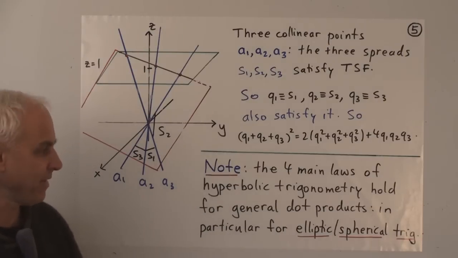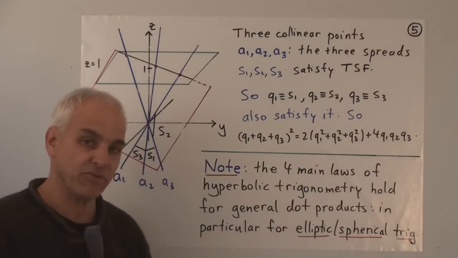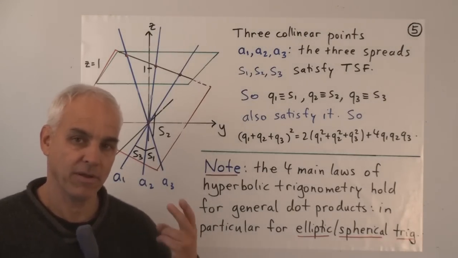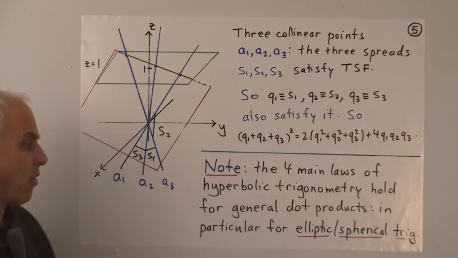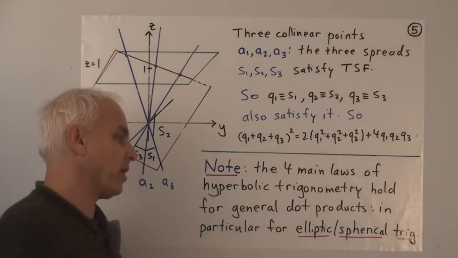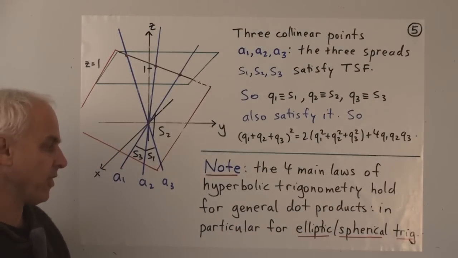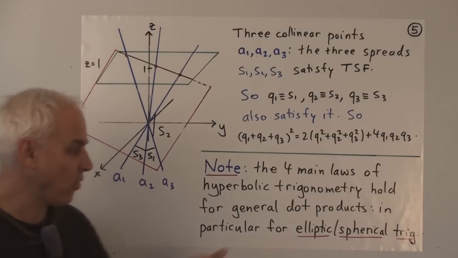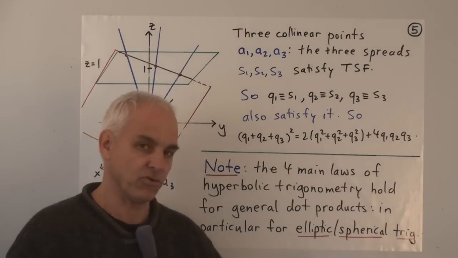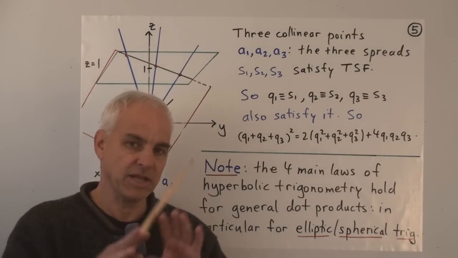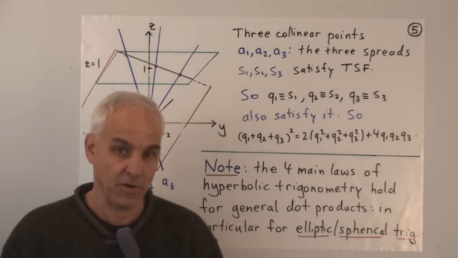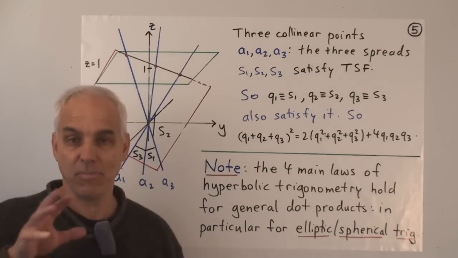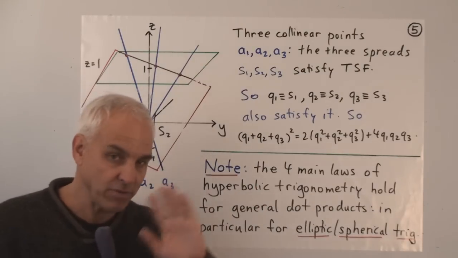A rather important point: the 4 main laws of hyperbolic trigonometry, which we're studying now, like Pythagoras' theorem, the triple quad formula, the spread law, and the cross law, hold, in fact, for more general dot products or symmetric bilinear forms. And in particular, it will turn out that exactly those laws also hold in elliptic, or sometimes called spherical trigonometry. So when we come to studying the sphere and trigonometry on a sphere, we are going to discover that exactly the same laws that we're currently studying apply in this situation without any modification.